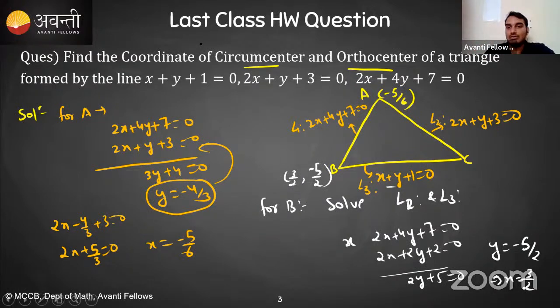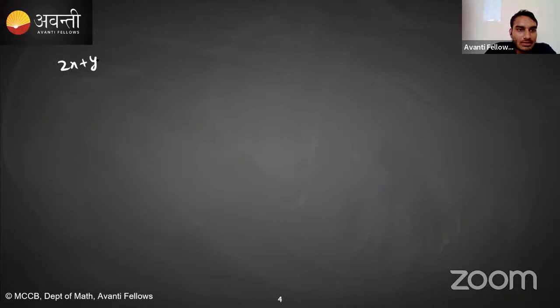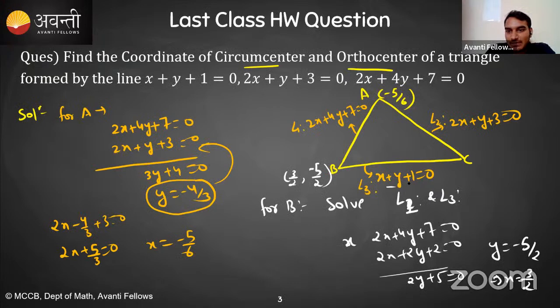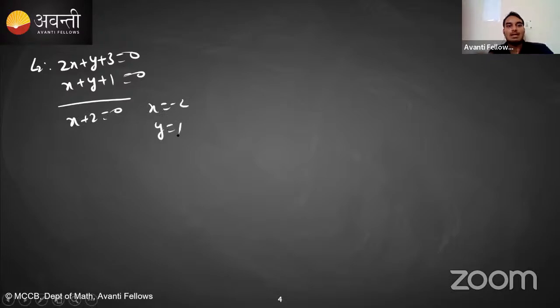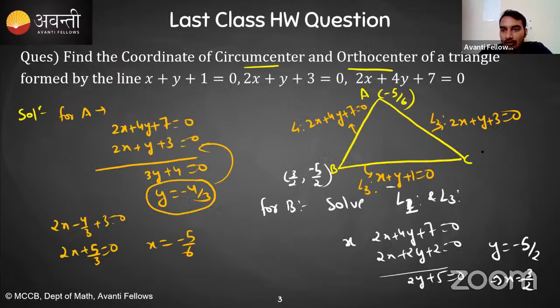Okay. Now find the coordinates of C. Solve L2 and L3 for the coordinates of C. So what is L2? 2x plus y plus 3 equal to 0. What is L3? X plus y plus 1 equal to 0. So solve. X plus 2 is equal to 0. How much is x? Minus 2. If x is minus 2, how much is y? 1. So minus 2 comma 1. What is the coordinate of C? Minus 2 comma 1. Clear students?